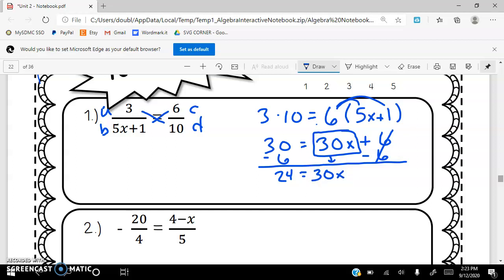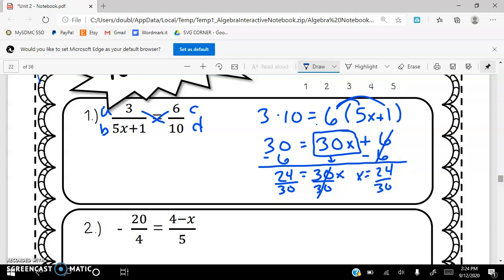Okay, now we need to get X by itself, so 30 and X are multiplying. The opposite of multiplying is dividing. Remember, inverse and opposite mean the same thing. So 30 divided by 30 cancels out. That's really 1. We don't put a 1 in front of the X. So we have X equals 24 over 30.